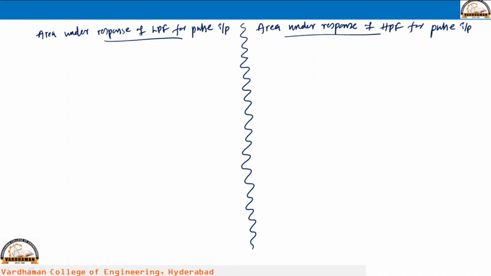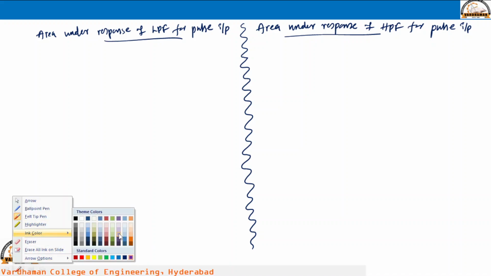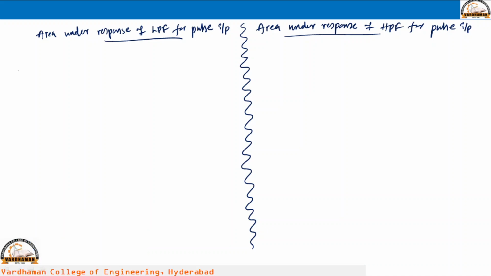Now, in this video you will see the area under the responses of low pass filter and high pass filter for the pulse input. Okay. So, low pass filter means the circuit will be like this, and this is high pass filter.